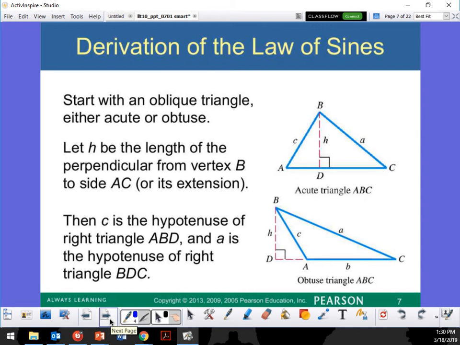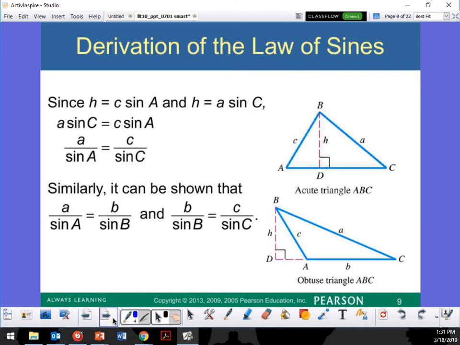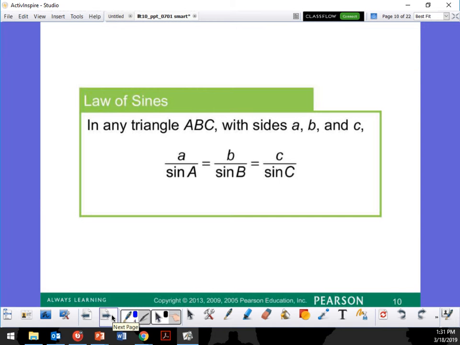Okay, so for the law of sines, let's take a look. Start with an oblique triangle, either acute or obtuse. And C is the hypotenuse of the right triangle. We're trying to actually find the different sides of what we have here. So let me just go directly to the law. There it is. The rest is blah, blah, blahs.